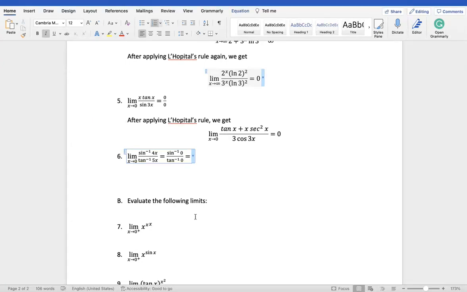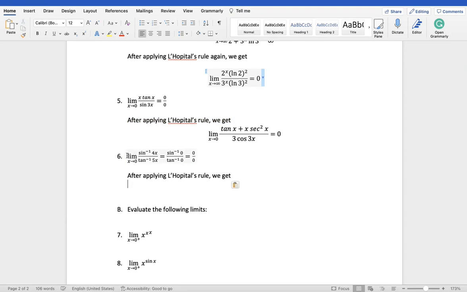What's the sine inverse of 0? Undefined. What's indeterminate form? What do you get? 0/0. Does everyone understand how we got 0/0? All right. Okay, so now, again, we apply L'Hopital's rule.